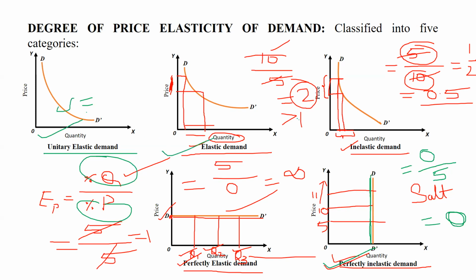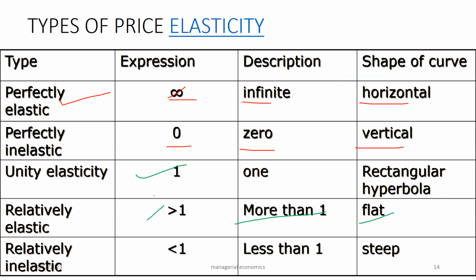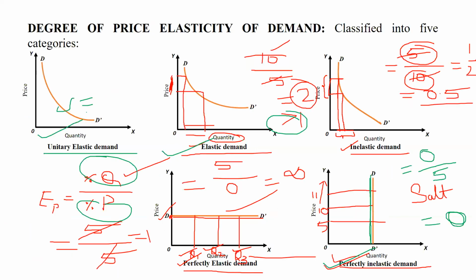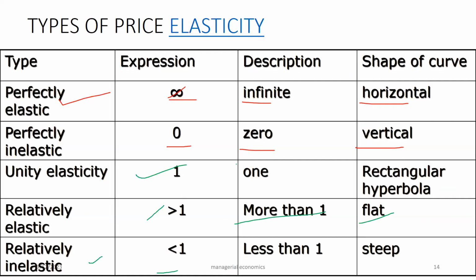This one. And the answer is greater than 1 because there is a lesser change in price and a greater change in quantity. You can see that is greater than 1, more than 1. And relatively inelastic, you can see less than 1. Why is it less than 1? You have seen it is 0.5, and we can see this is the curve, and you can see a bigger change in price and a lesser change in quantity. That is less than 1, correct? So this is the table. I'm sure this table is clear to you.